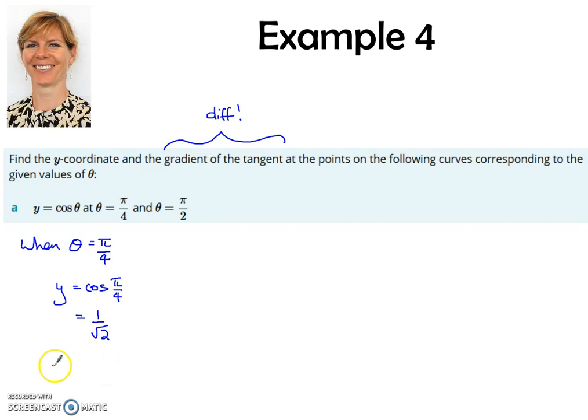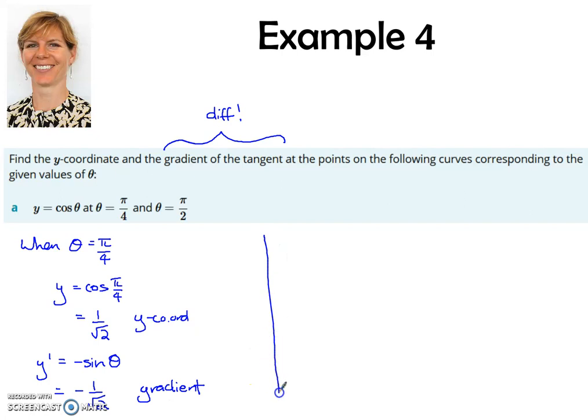Okay, and y prime, if we differentiate that, it's negative sine theta. Okay, and that will be negative 1 over root 2. Okay, so this is your y-coordinate over here, y-coord, and this is your gradient.